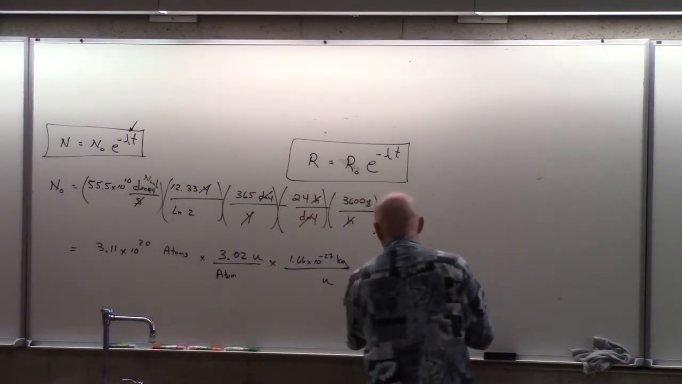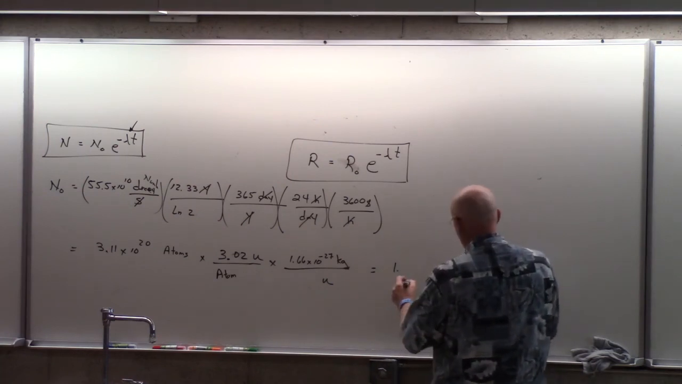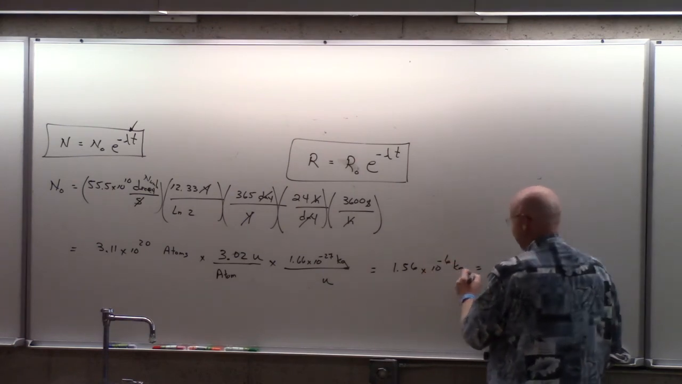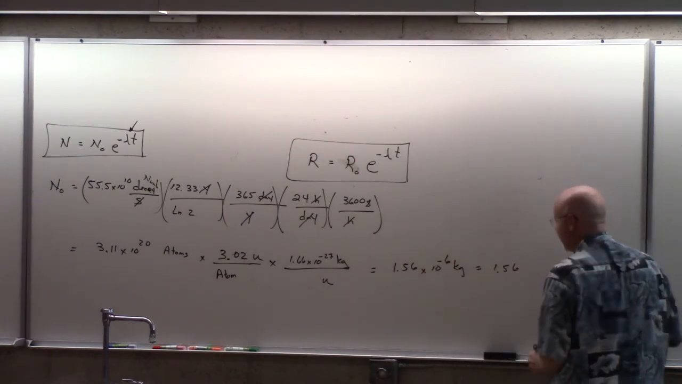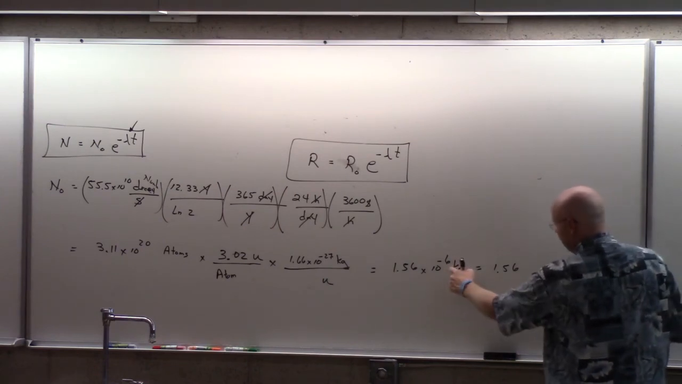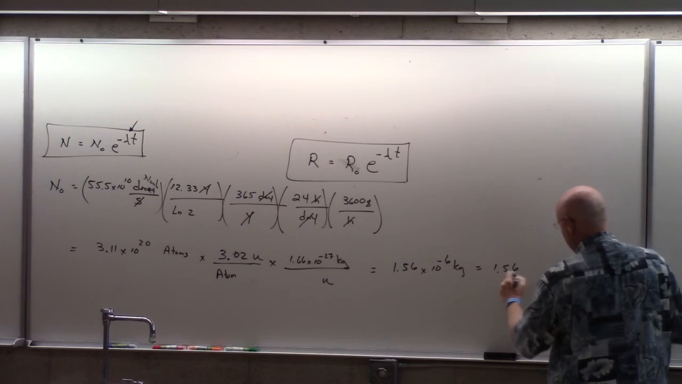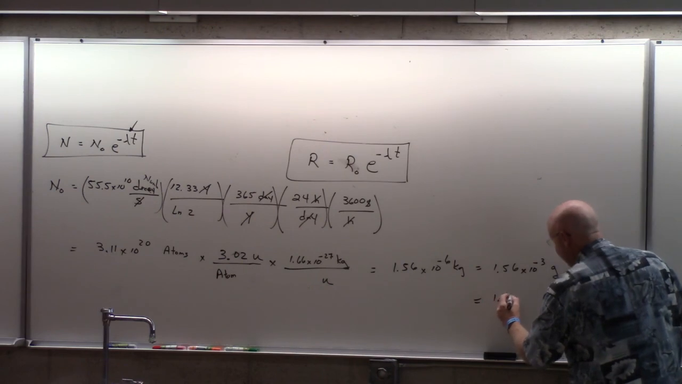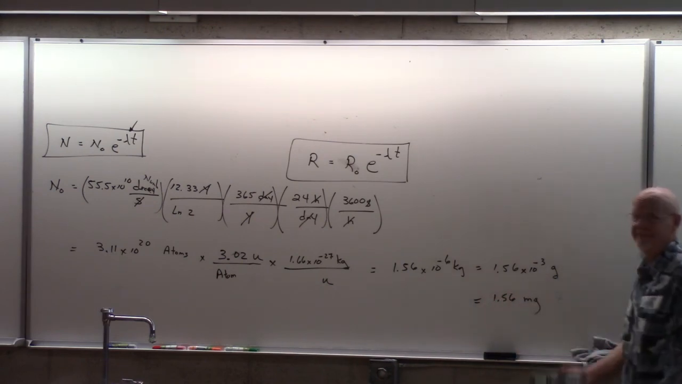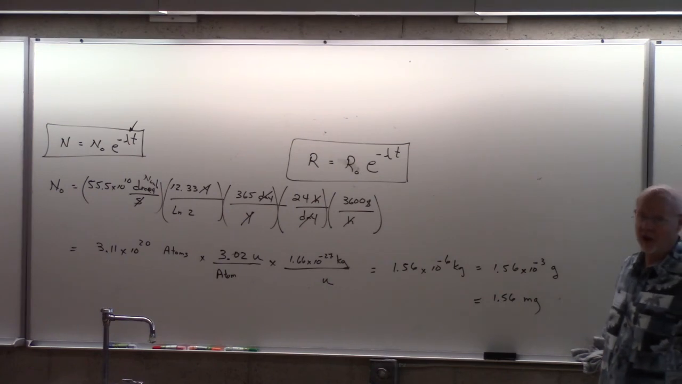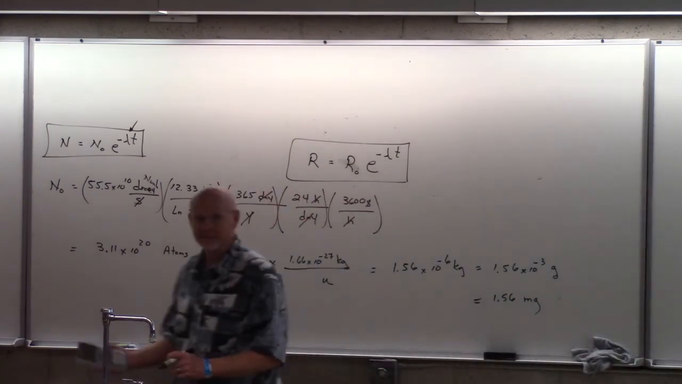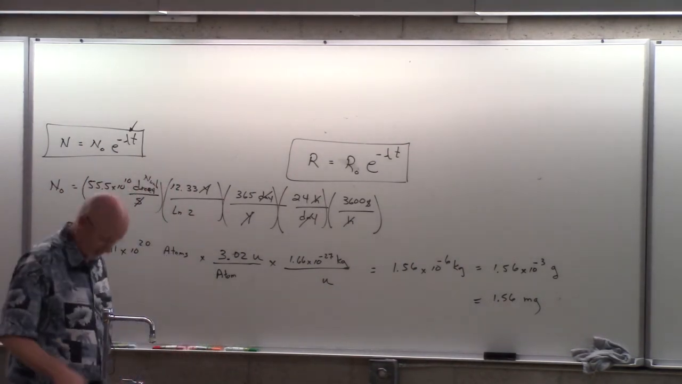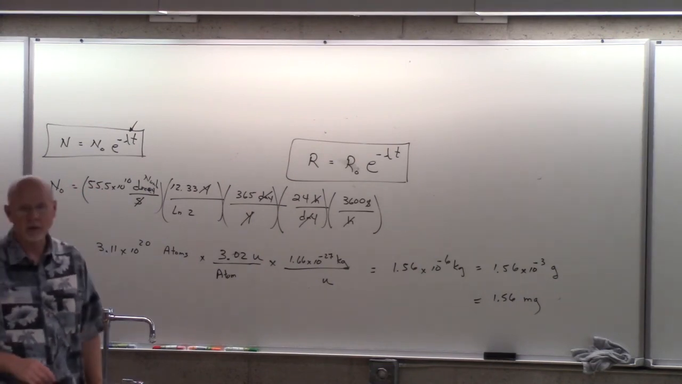And so we are looking at 1.56 times 10 to the minus 6 kilograms. That's 1.56, and I'll cancel a 10 to the 3 here, times 10 to the minus 3 grams. That's 1.56 milligrams. That's a small amount of tritium. And so sure enough, we're in the milligram range in terms of making our project go.